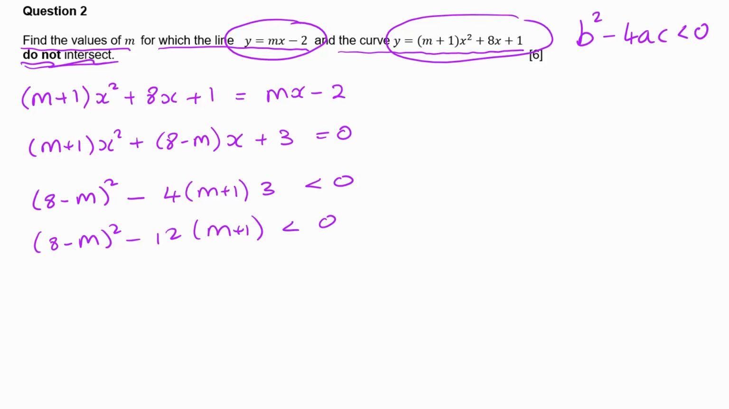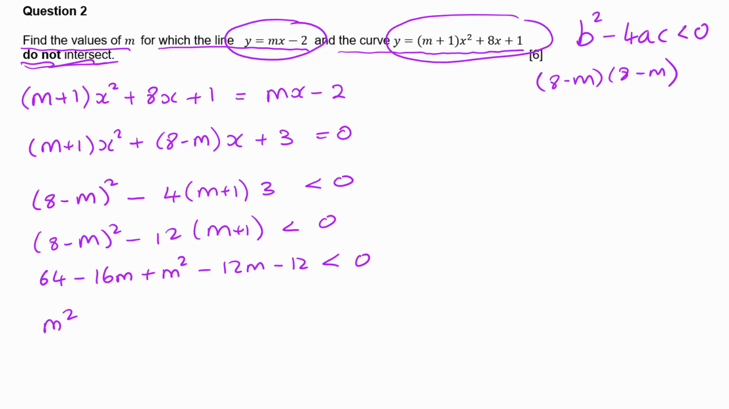So expanding the (8 minus m) all squared, which remember is (8 minus m)(8 minus m), and then use a crab claw, that's going to be 64 minus 16m plus m squared minus 12m minus 12 is less than 0, and tidying that gives me m squared minus 28m plus 52 is less than 0.